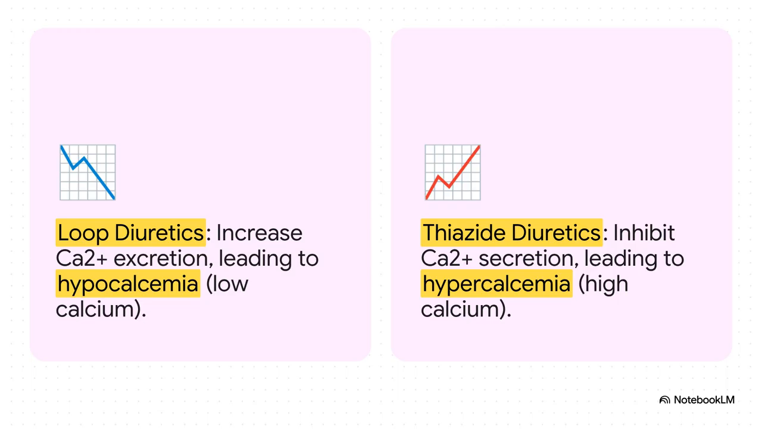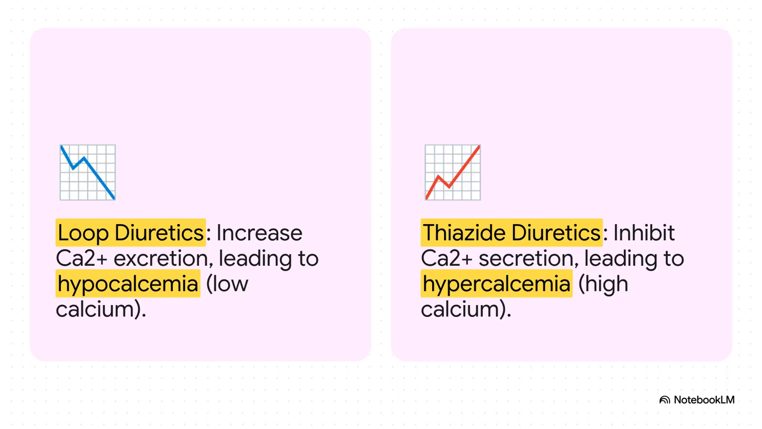Loop diuretics like furosemide act in the thick ascending limb, where they disrupt the electrical gradient that normally drives the reabsorption of calcium. The result is you lose more calcium in the urine, which can lead to hypocalcemia. In fact, we can actually use this effect to treat people with dangerously high calcium levels. In complete contrast, thiazide diuretics like hydrochlorothiazide actually inhibit calcium secretion in the distal convoluted tubule, which causes the body to hold on to calcium, and that can lead to hypercalcemia.